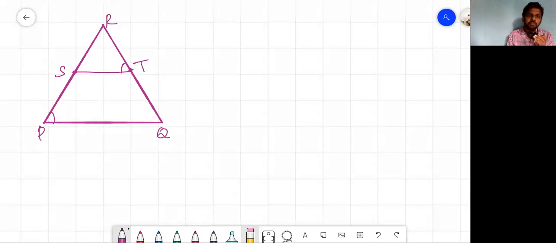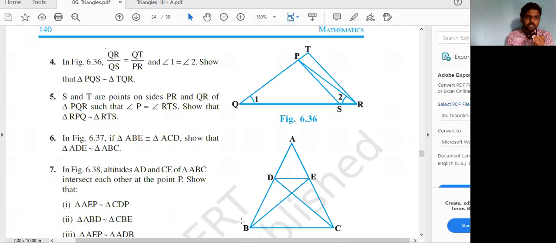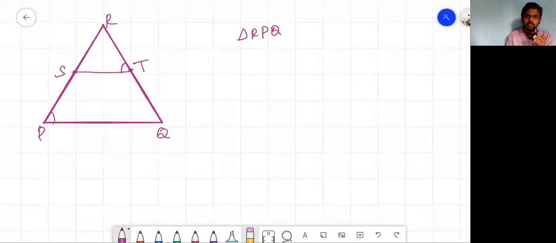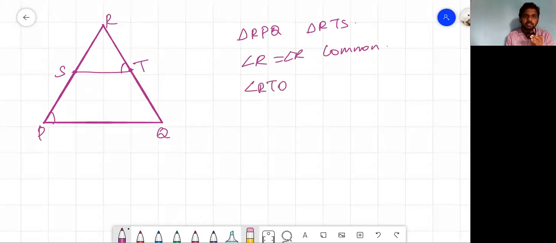So two triangles you have to consider here. Triangle RPQ, that is what is given, right? And RTS. So in both the triangles, I am having angle R is equal to angle R, common. Right? Also, I have angle RTS is equal to angle RPQ. So that is what is given. Right? So RPQ, RTS, right?